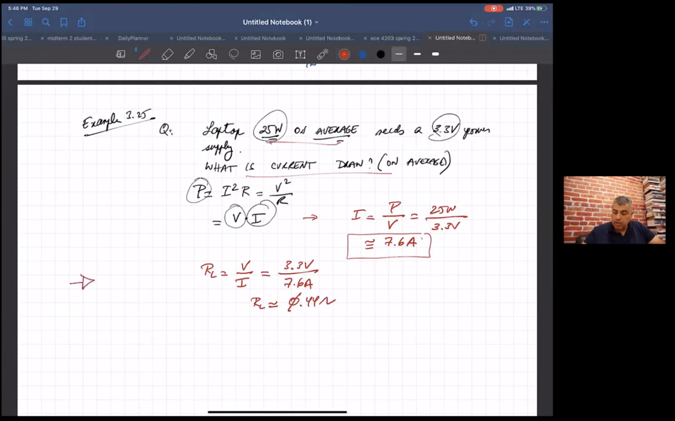Okay, so if I was going to pretend like this is my laptop, this is going to be 0.44 ohms. Okay, so this is the laptop simple model.